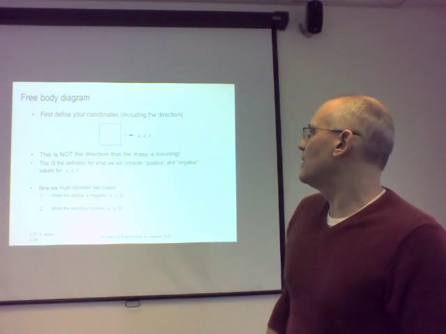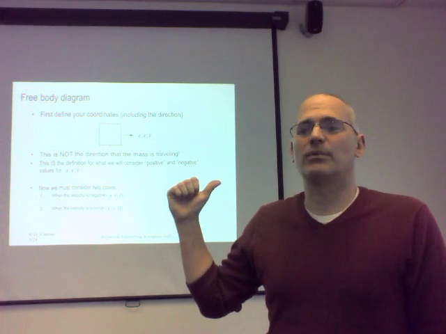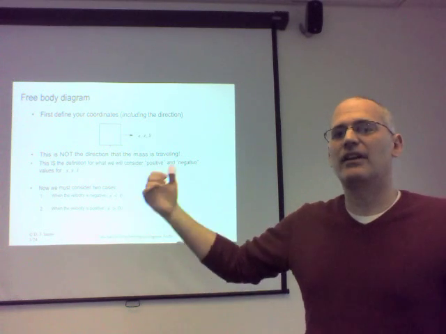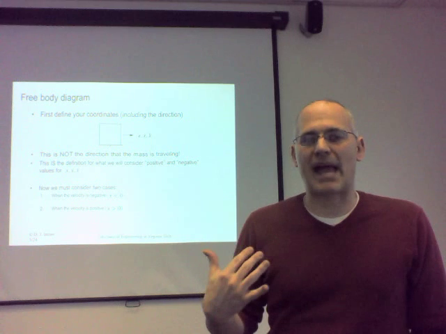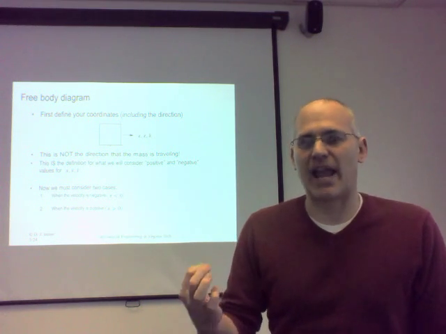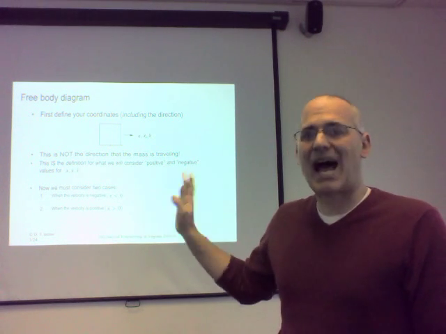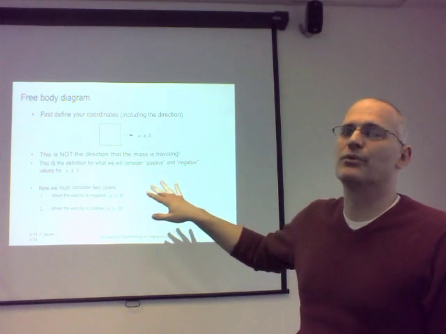We define our coordinates. So x, x dot, x double dot are all going to be positive to the right. That does not mean that that's always the direction that the mass is traveling. What that's doing is defining the positive sense for x, x dot, and x double dot. In this case, the positive sense for x, x dot, x double dot, all the derivatives, is to the right.